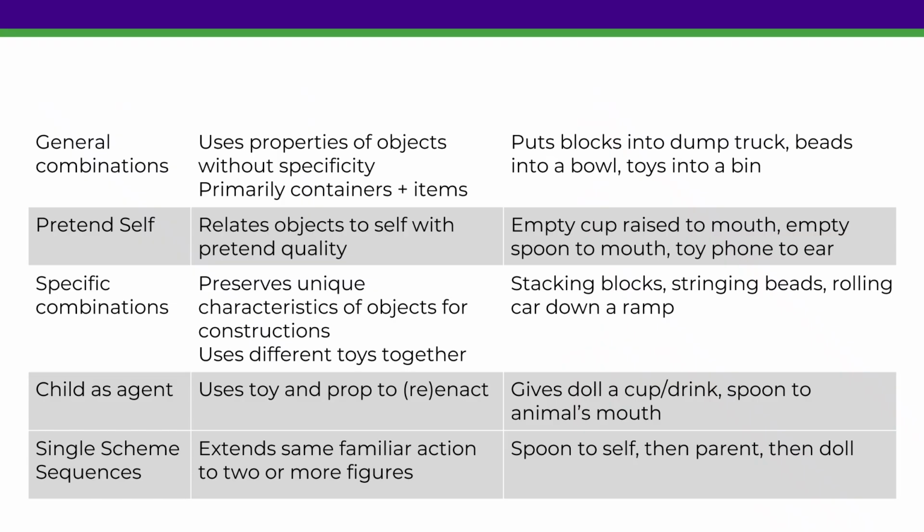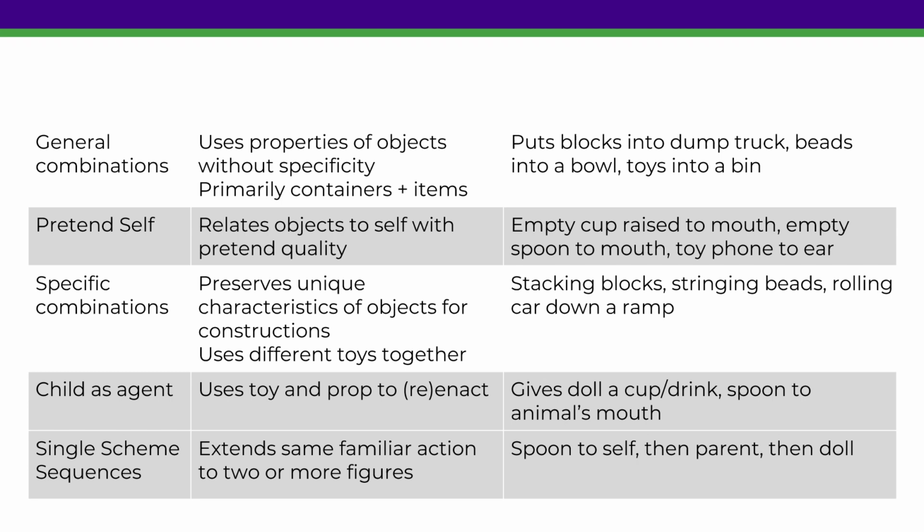So just as we saw, the next play skill is general combinations. So just using the properties of objects without specificity, but putting them together. So this can be putting blocks in a dump truck, beads in a bowl, toys in a bin, or as we saw, stacking other items. Then the next level is incorporating pretend skills. So pretend self is when you relate objects to yourself with a pretend quality, such as raising an empty cup to your mouth, or an empty spoon to your mouth, or a toy phone to the ear.